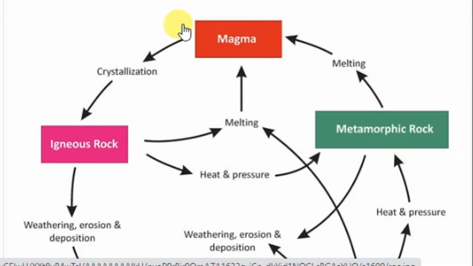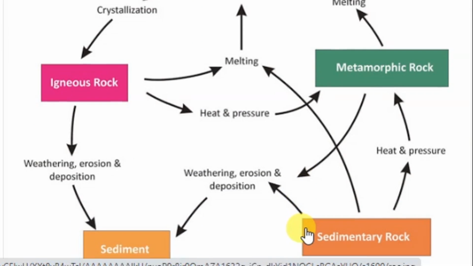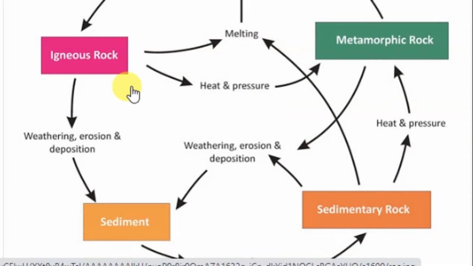Magma can form igneous rock by the crystallization process. Also, these two types of rock, igneous and sedimentary rocks, if they are subjected to heat and pressure, they can form metamorphic rock. So metamorphic rock is formed by subjecting either igneous or sedimentary rocks to high heat and pressure.